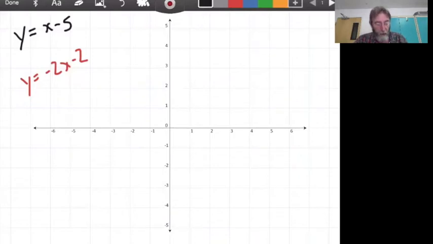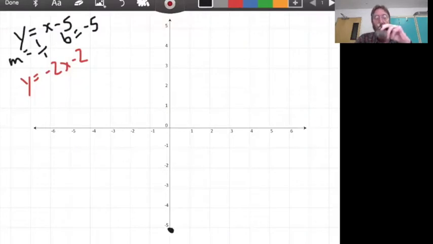The two pieces of information we always need to graph are our slope and our y-intercept. Now our slope with this one, because we see just an x, means that there's a 1 being multiplied by the x. So our slope is 1, which we write as 1 over 1. Our y-intercept is negative 5. That means that this line crosses the y-axis here at negative 5. Our slope being 1 over 1 tells us our change in y over change in x. So we're going to go up 1 and then to the right 1, up 1 and to the right 1, and so on.